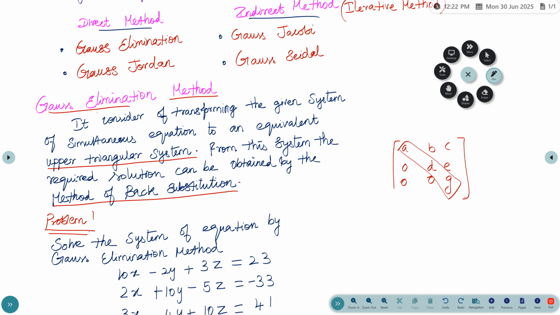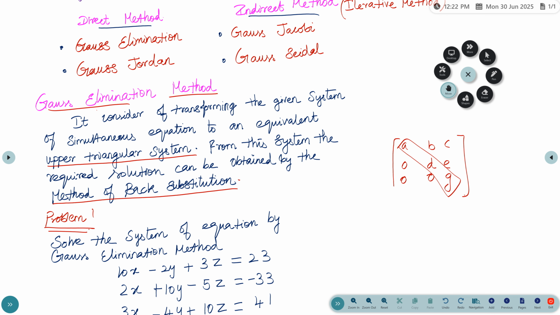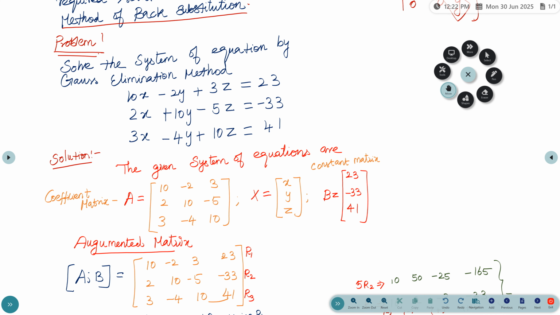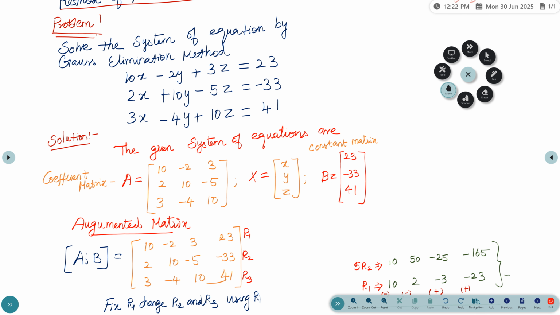So first we convert the given system of equations into the form of an upper triangular matrix using the row reduction method. Using the row reduction method, we transform the given system of equations into an upper triangular system. After converting into upper triangular, we apply the back substitution method. Let's see the problem. Problem number 1. Solve the system of equations by Gauss elimination method.